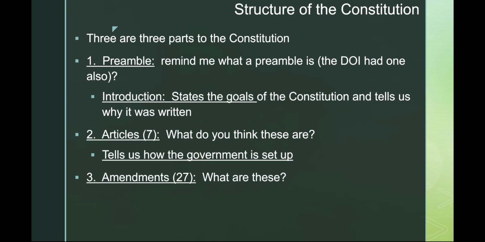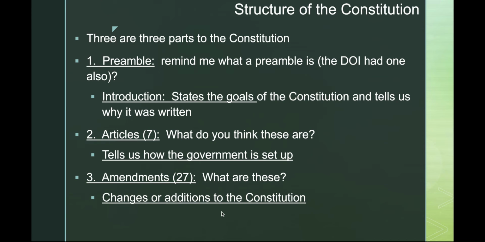Then finally, the third section are the amendments. When they originally wrote the Constitution, there was just the preamble and the articles. But then they left room for changes or additions to the Constitution to be made. I think this is one of the beauties of the Constitution. When they wrote this in 1787, these guys knew this wasn't perfect. They knew the world would change. They knew the country would change. So they left it open for things to be added.